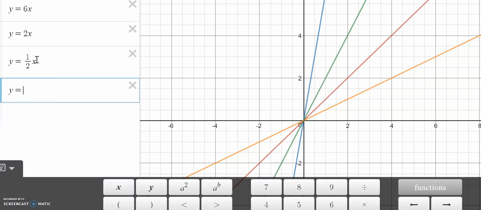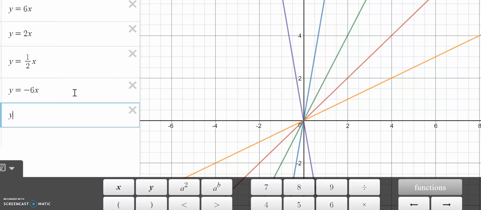So y equals, let's try it, negative 6x. Have a look at that. Negative 6x. So exactly, see, look at the difference. The same distance away from our y-axis. This is 6x. This is negative 6x. Okay, same amount of steepness, but just in the opposite direction. Do you think the same will be the case for y equals negative x? Let's try that. Okay, y equals negative x. Look at that. So exact same as that. Okay, but just in the opposite direction.